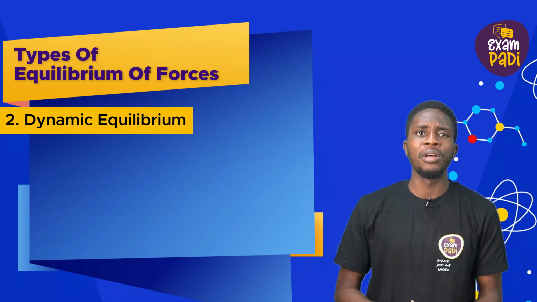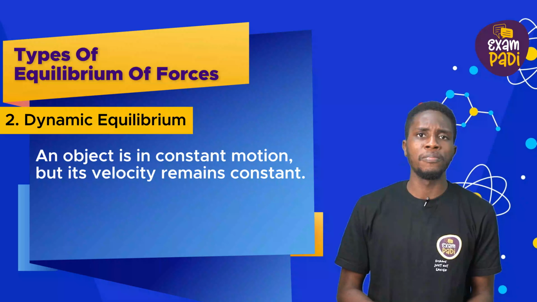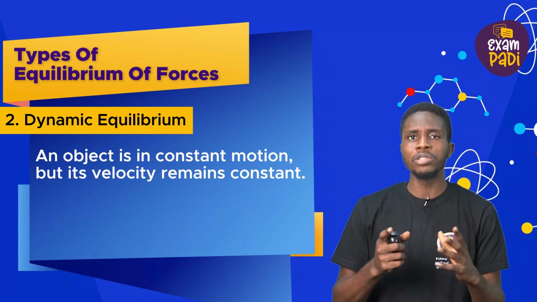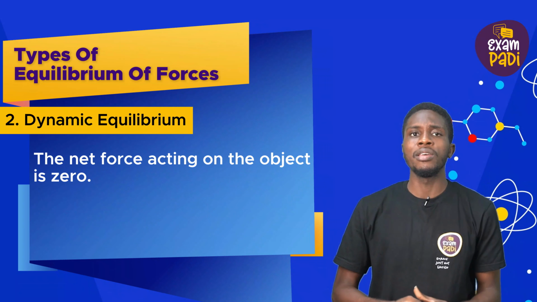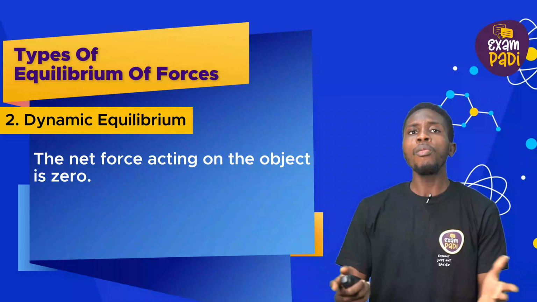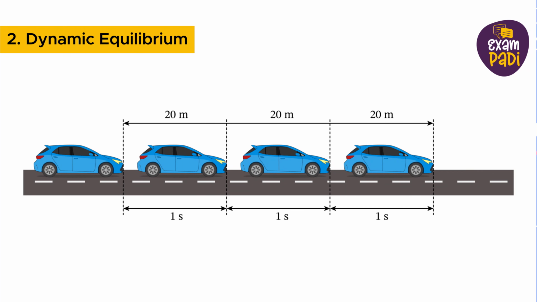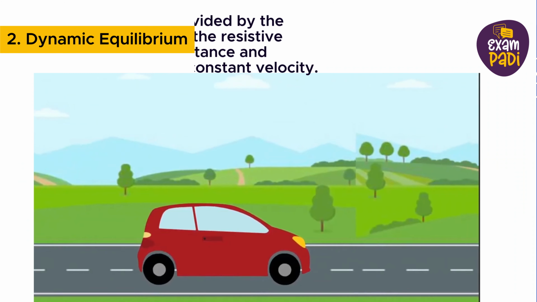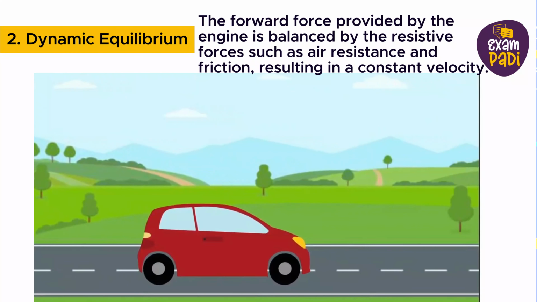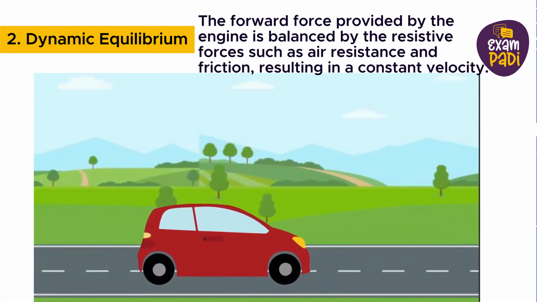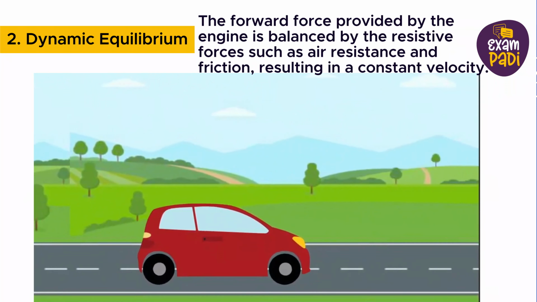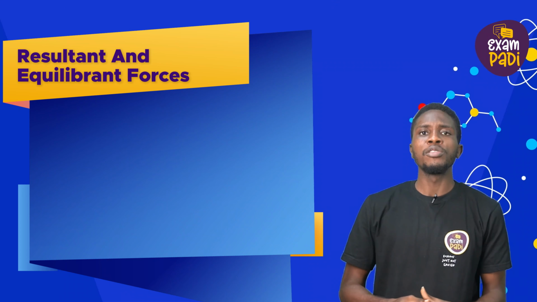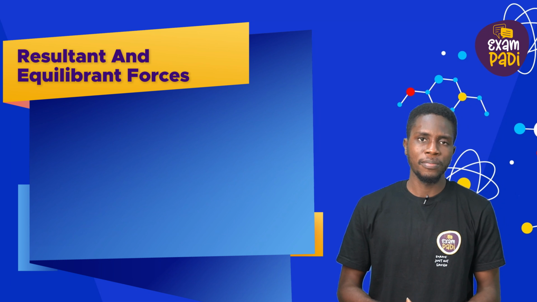2. Dynamic equilibrium. In dynamic equilibrium, an object is in constant motion, but its velocity remains constant. This means that the net force acting on the object is 0. A common example of dynamic equilibrium is a car moving at a constant speed on a straight, level road. The forward force provided by the engine is balanced by the resistive forces such as air resistance and friction, resulting in a constant velocity.